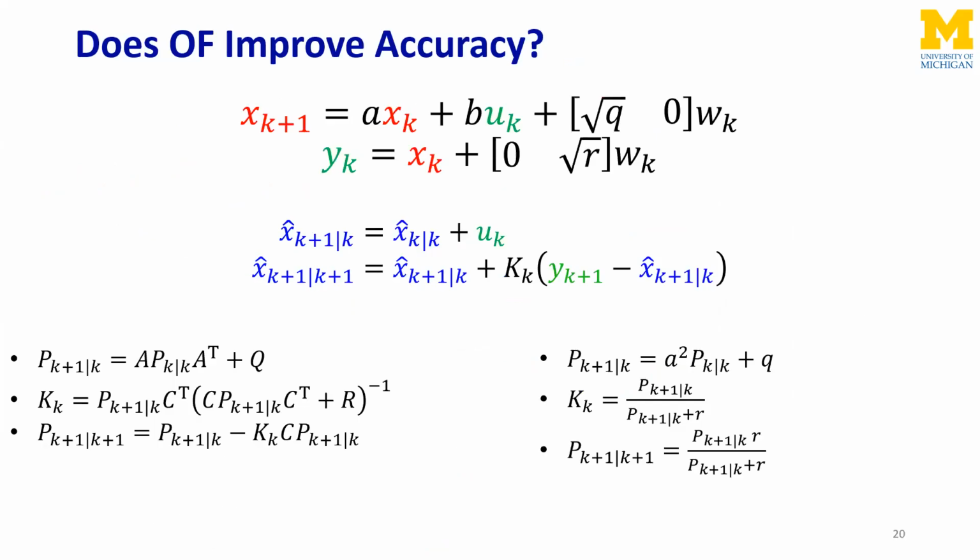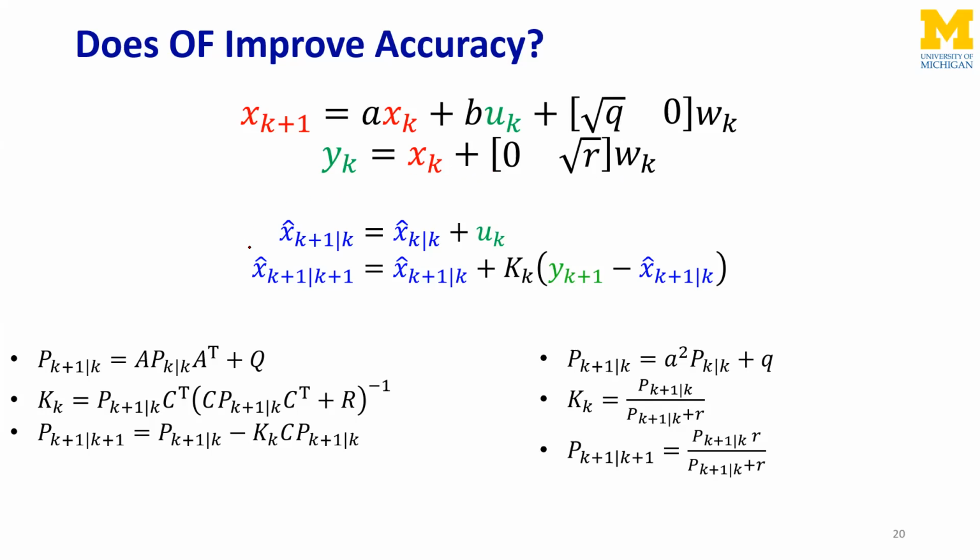Okay, so now we ask the same question we asked in the previous lecture. Does the optimal filter improve accuracy? We are going through all these hoops to implement this filter, but is it getting us anything? Is it improving the accuracy of our measurements? To do that, we will consider this example. We are again considering a scalar system where the state propagates by this equation and the output is described by this equation.